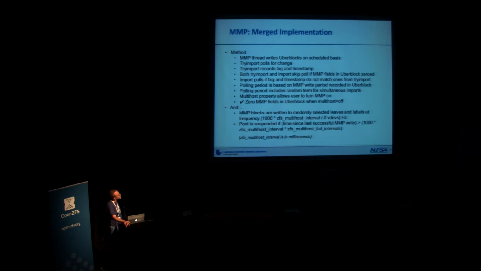The other issue that we address with a module parameter is to try and detect when the protection isn't working because the MMP writes are failing. So we keep track of how long it's been since one succeeded, and if it's been too long, we suspend the pool. Too long is defined as that MMP write interval times the number of failures that the user is willing to tolerate. And I think we have it set by default to 10, but that's something that they can change.